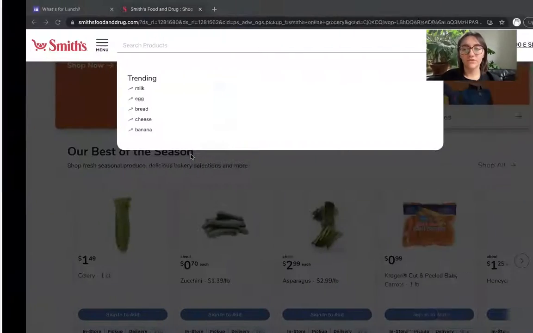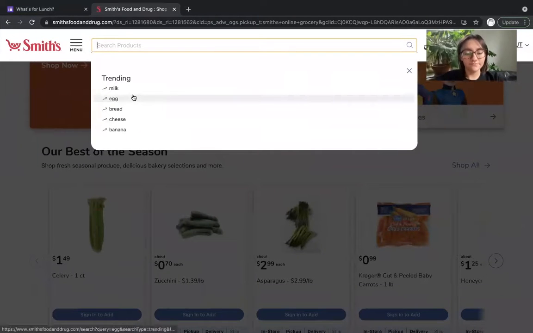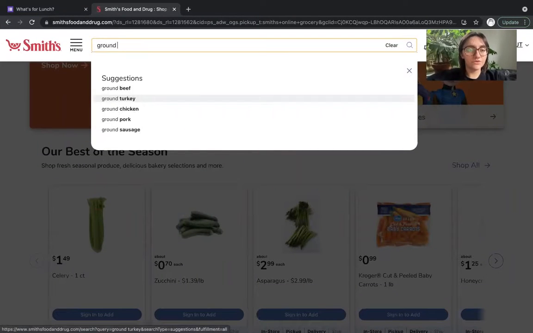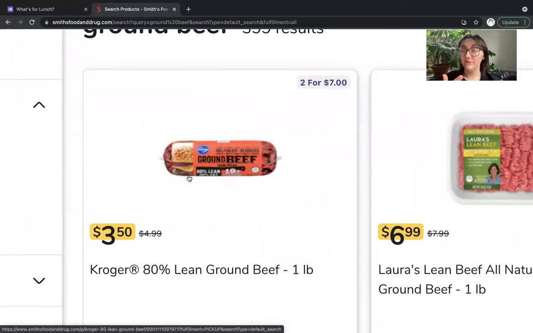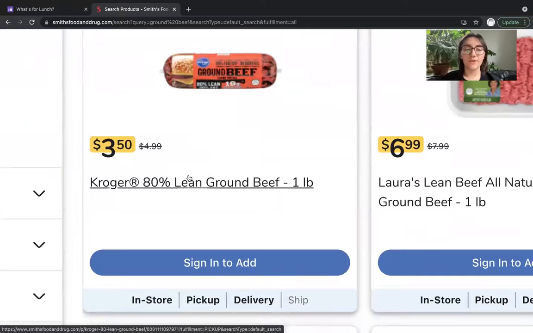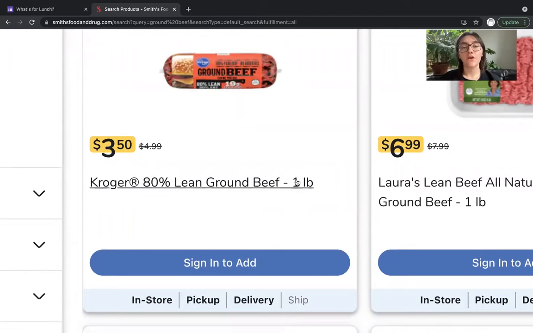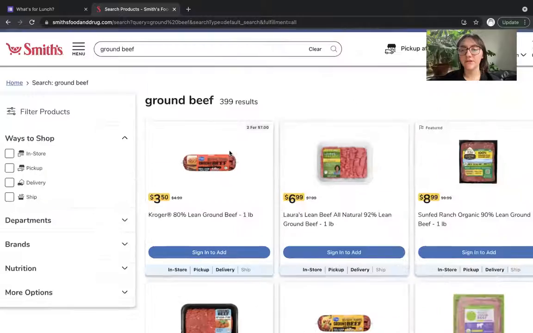But going back to the grocery store, let's look at this. I looked up ground beef, right? This ground beef is $3.50 for a prepackaged pound. That means you can't go and say, I want 1.5 pounds of ground beef. You would have to purchase the already weighed beef for it to be $3.50 for 1 pound.